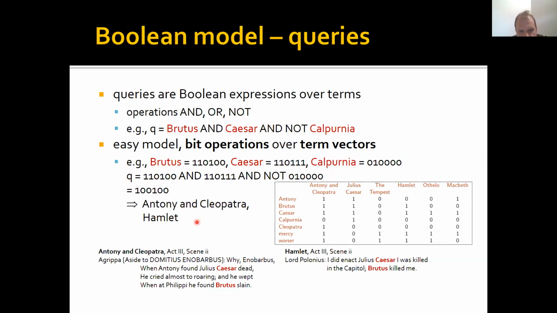The first is Antony and Cleopatra, and the second is Hamlet, right? It's here. This is some proof, of course, not for not Calpurnia, but this is proof for Brutus and Caesar, because there is Brutus and Caesar, and there is not Calpurnia there. But this is not nicely viewed. Okay, so this is the Boolean model and how it is evaluated on the bit string basis.